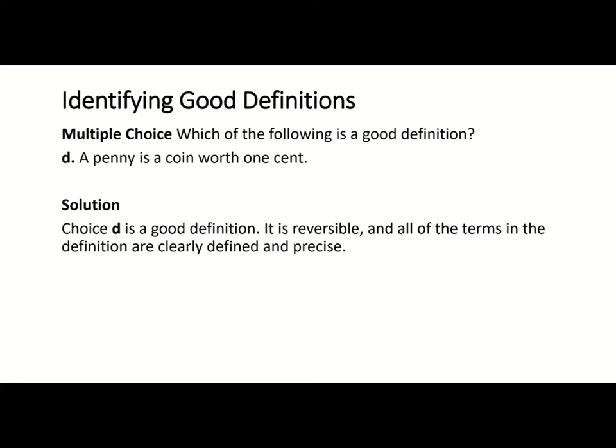All right, and now we have D, our last choice. And D is a penny is a coin worth 1 cent. So if a coin is a penny, then it's worth 1 cent. If a coin is worth 1 cent, then it is a penny. Both ways, if you look at the conditional and the converse, they both are true and they make sense. It's reversible. So D hopefully is the one you picked, but that is an example of a good definition.